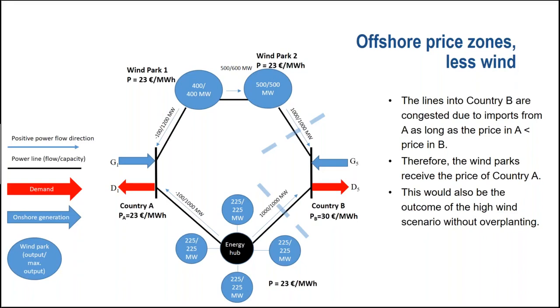So all parks now receive the price in A. Their output is lower, so there's no need for curtailment. So we see still that even though the parks get a positive price, they get the lower of the two onshore prices to which they're connected. This would also be the case if overplanting would not be allowed. Then we would have the simpler situation where all power could be evacuated, but the marginal value would be equal to the lowest price of the connected countries. So that would be the offshore price.